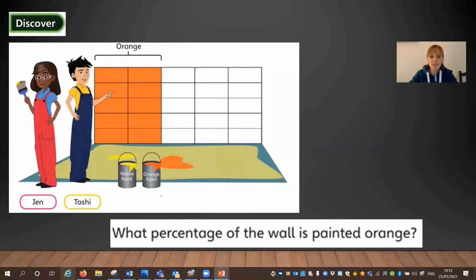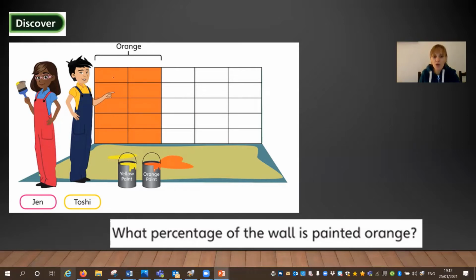So let's have a look at our Discover today. Now we've got Jen and Toshi, and they are doing some painting. Now today they are painting a wall, and the question says what percentage of the wall is painted orange. Now we've done a little bit of this before. Now if I want to put this into a percentage and I want to know how much is painted orange, the first thing I've got to do is decide, well, how many parts is this wall divided up into?